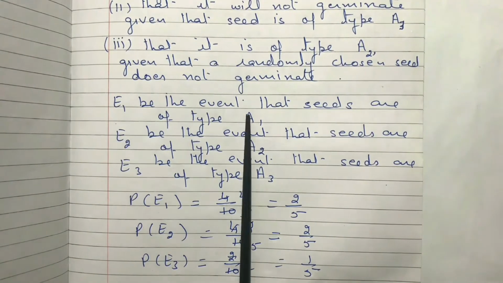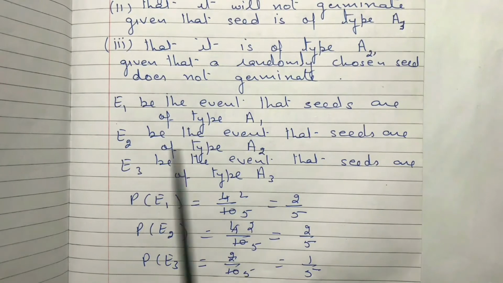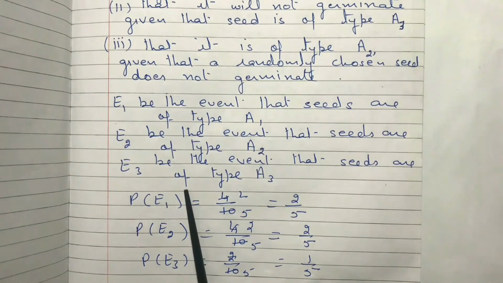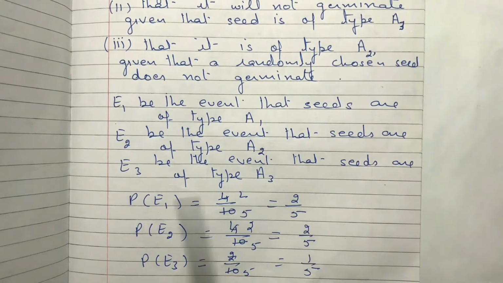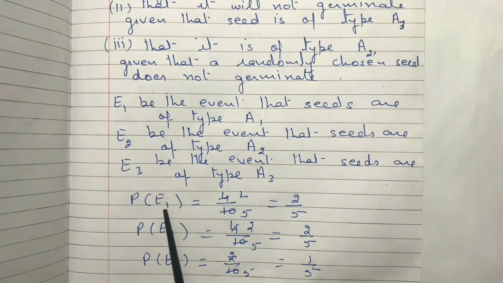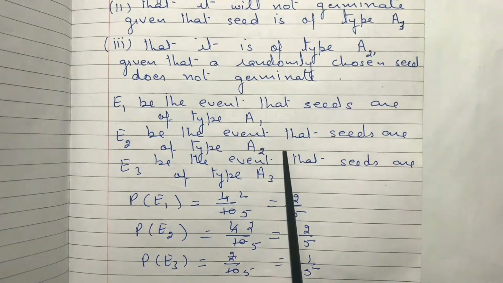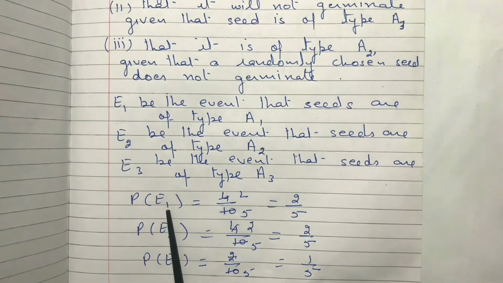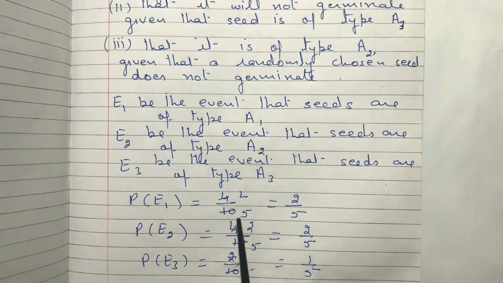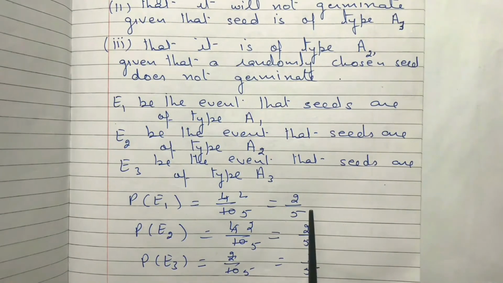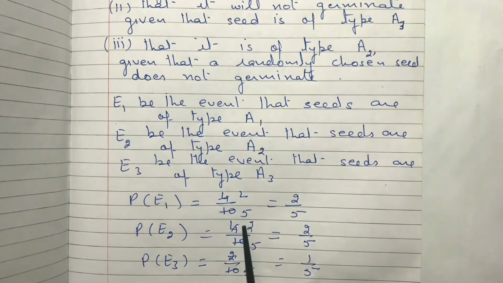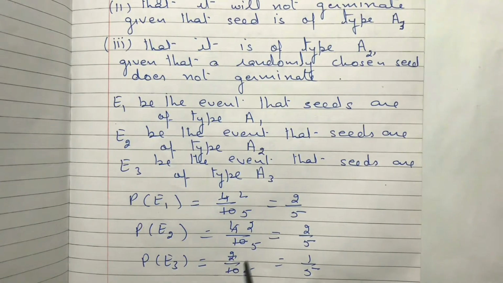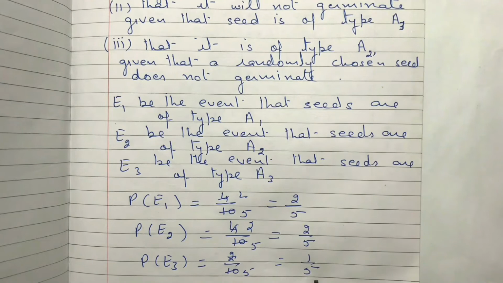Now let E1 be the event that seeds are of type A1. Let E2 be the event that seeds are of type A2. Let E3 be the event that seeds are of type A3. So probability of E1, the seeds are of type A1. We know A1 ratio A2 ratio A3 is 4:4:2. It means probability of E1 is equal to 4/10, that is equal to 2/5. Probability of E2, again 4/10, that is equal to 2/5. Probability of E3 is equal to 2/10, that is equal to 1/5.